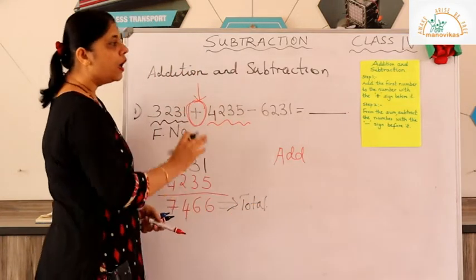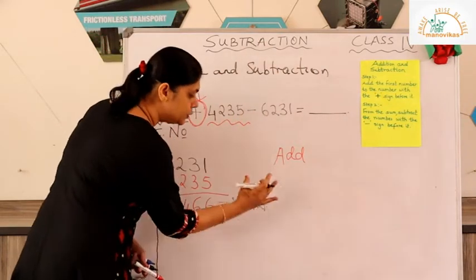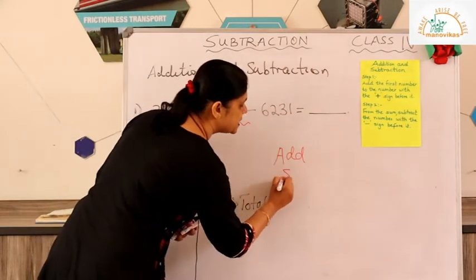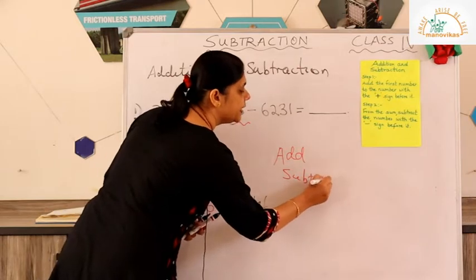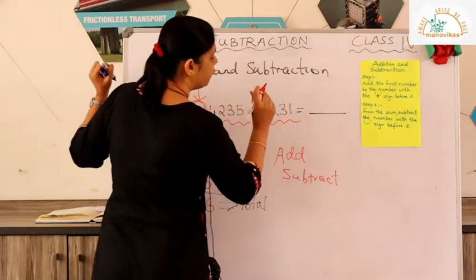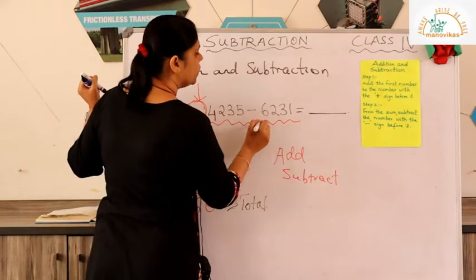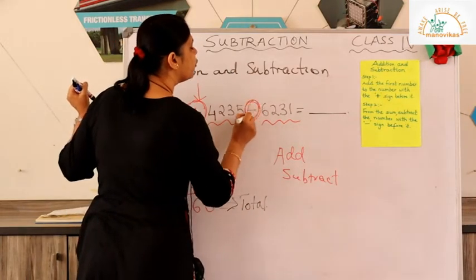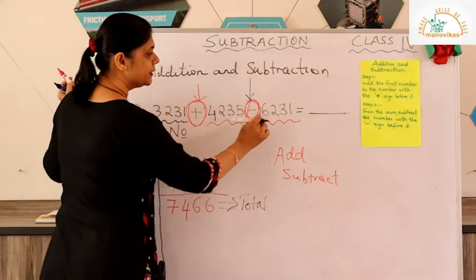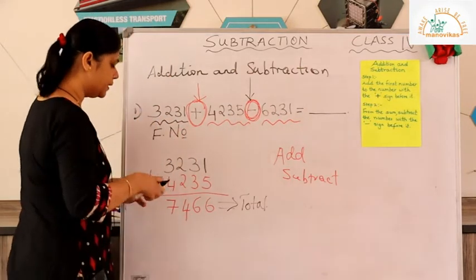Right? Now, according to step 2, from the sum means what? Total. From the sum, subtract the number which has a negative sign before it. From the sum, that is the total, subtract the number which has a minus sign before it. Now in this case, which is the number which has a minus sign? 6231, right?